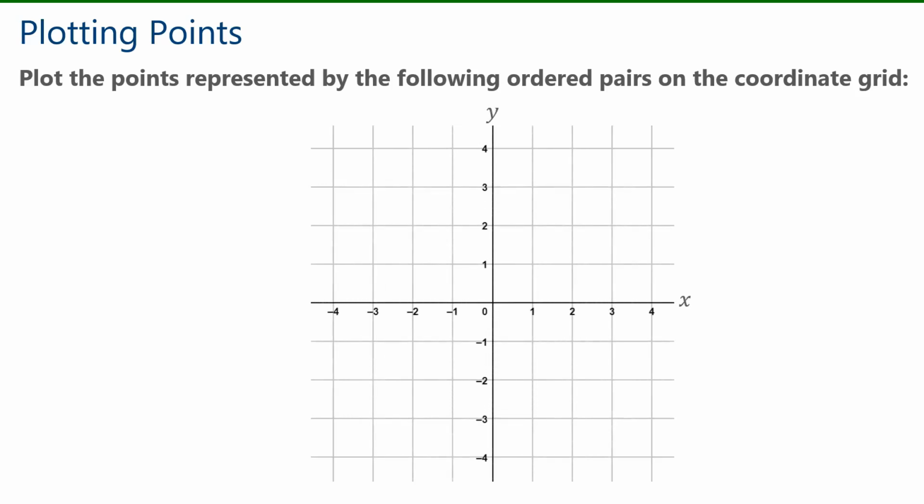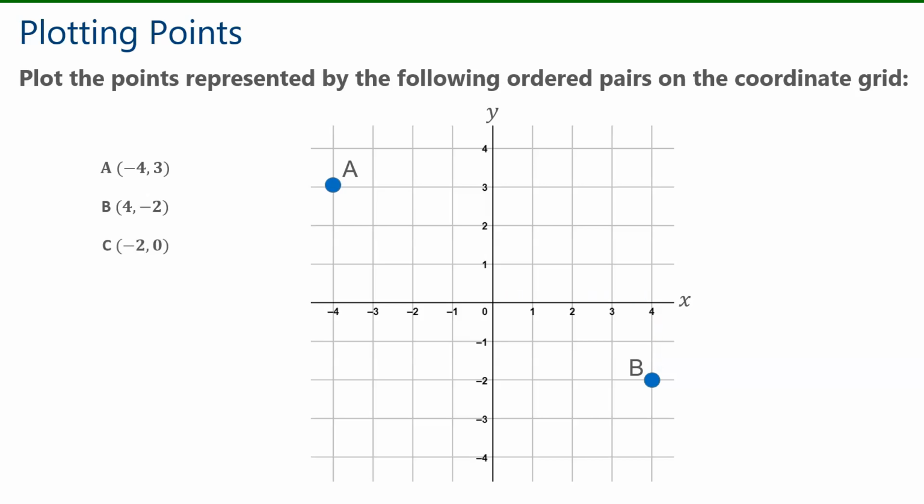Let's start by plotting point A. Point A has coordinates -4 and 3. To get to point A, we start at the origin, we move 4 units to the left, and 3 units up. A would be located here. A is in quadrant 2. Point B is 4 and -2. To get to point B, start at the origin, move 4 units to the right, and 2 units down. B would be located here, and it's in quadrant 4.